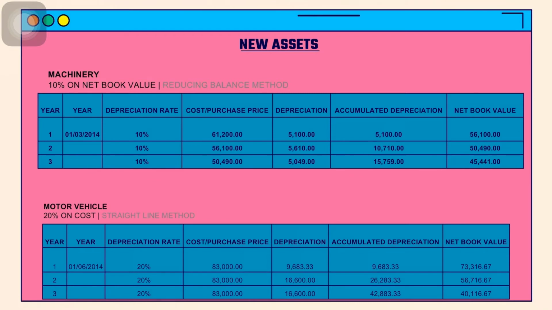We multiply by 7 months per 12 months because the date of purchase is 1st June 2014. Next, the depreciation is 20% times 83,000 from cost, and you will get the depreciation.